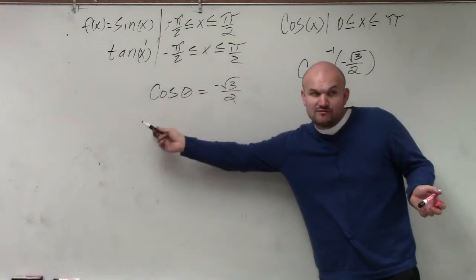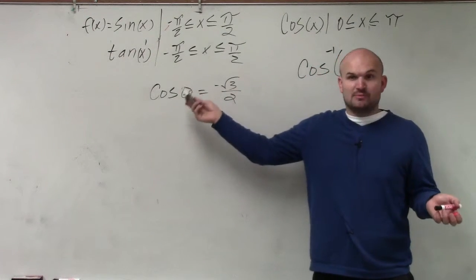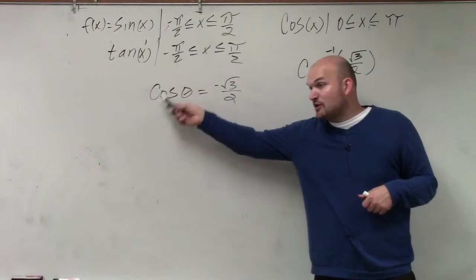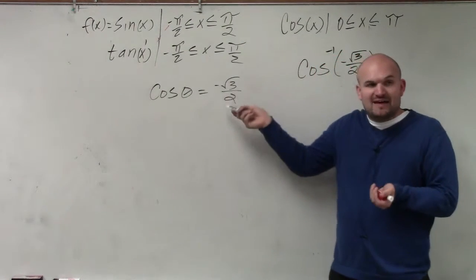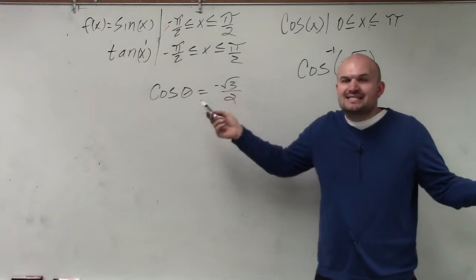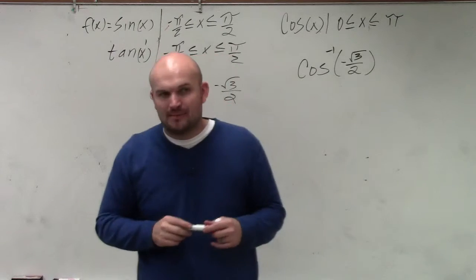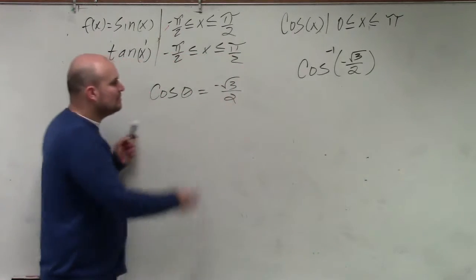You have a trigonometric function of a variable. This variable is theta, but your problem was x. Trigonometric function of a variable equals a value. This is the exact same problem as that homework. Exact same type of problem, I should say. So what would we do to solve this?